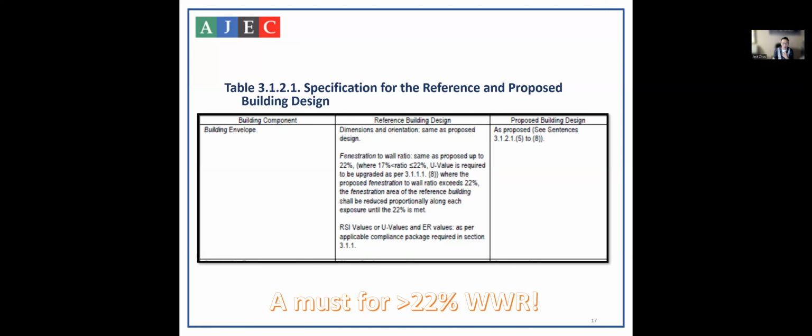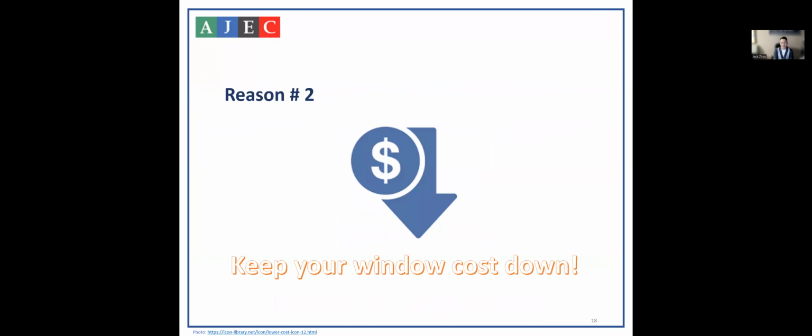In my case, it's 64%, right? So windows are less efficient compared to the walls. So you need to reflect that in your energy modeling. And that's why energy modeling can be very complicated when you have a large window to wall ratio. But this is the requirement saying that this is how you should model these two houses when you have a window to wall ratio that's over 22%. Because this is the mandatory requirement if you have a design that's over 22%, you must do energy modeling. So that's reason number one, to build that dream home that has a lot of window to wall ratio.